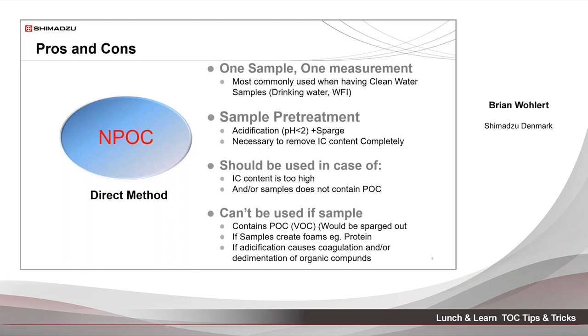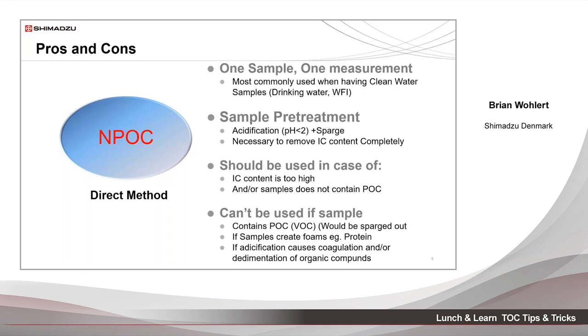The acidification needs to be less than pH 2, otherwise you do not convert all the inorganic carbon, and then it's not possible to sparge out this inorganic part. So if you do not do a proper sample pretreatment, you will measure a false high value of NPOC. The NPOC measurements also have some limitations.